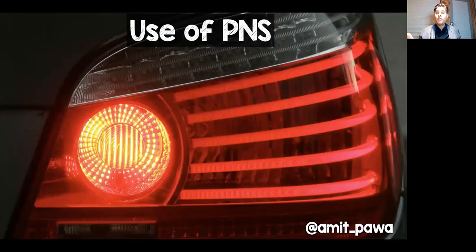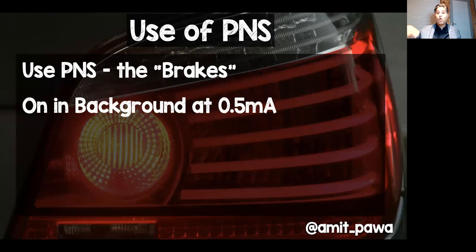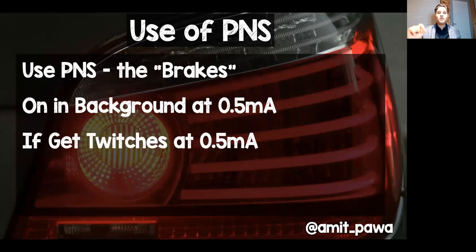So one of the things to consider, and confession, I don't do this yet, is to use a peripheral nerve stimulator as part of your technique to be the brakes on the situation. So have it on in the background at 0.5 milliamps. You're not using the nerve stimulator to find the nerves necessarily. If you're doing the procedure and you suddenly get nerves twitching at 0.5 milliamps, review where you are.